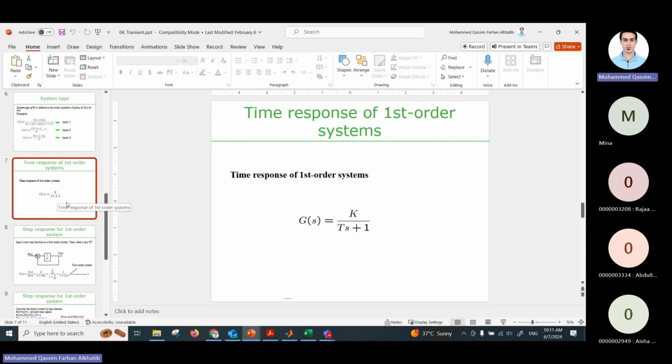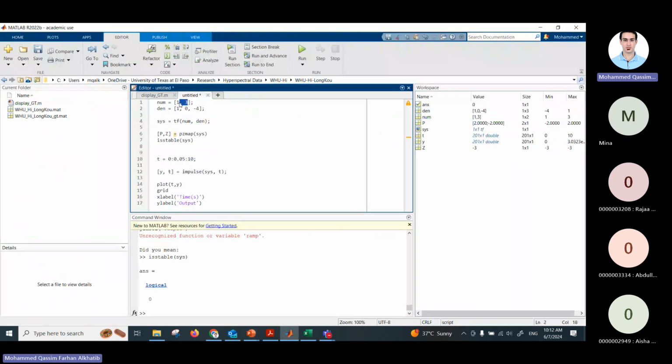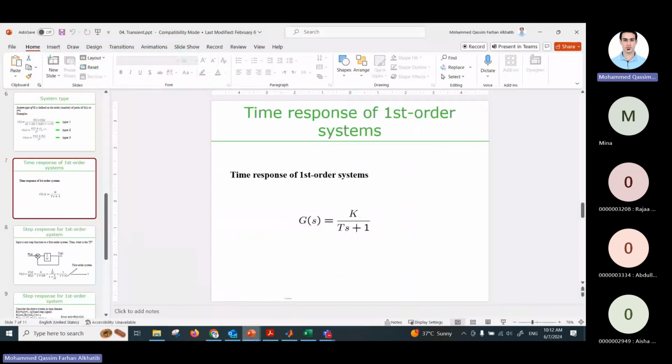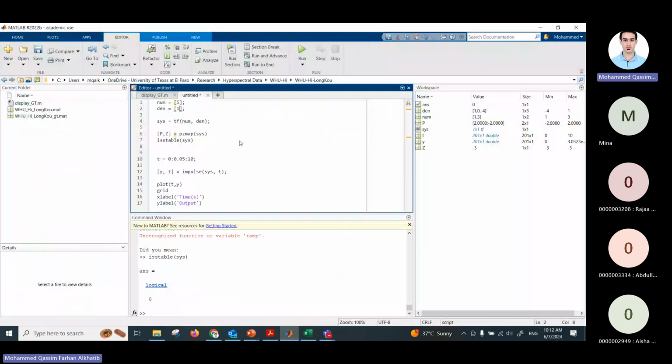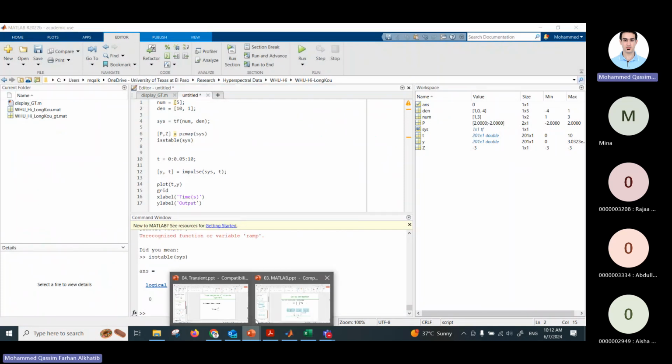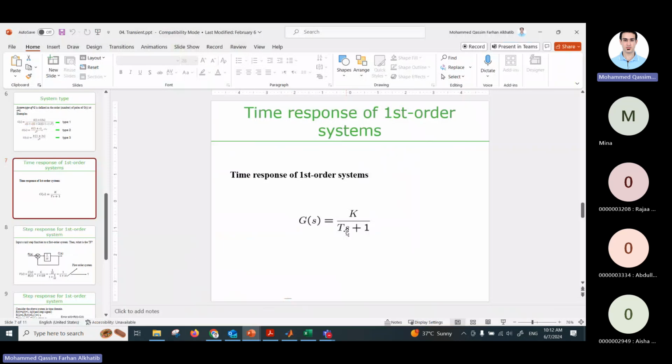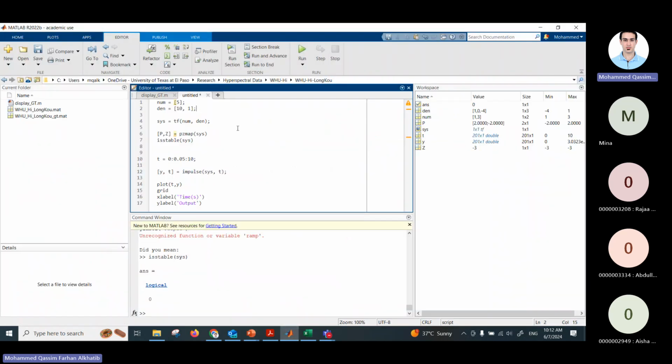All right, so let's take this example for a step response. Let's assume a value of k equals 5 and tau equals 10. So I'll go into MATLAB. My numerator is 5, and I have at the denominator 10s plus 1. So I have 10 and I have 1. So first, before we do the analysis, is it stable or not? I believe yes, because if you look at the pole, it will be located at negative 0.1. So the system should be stable.